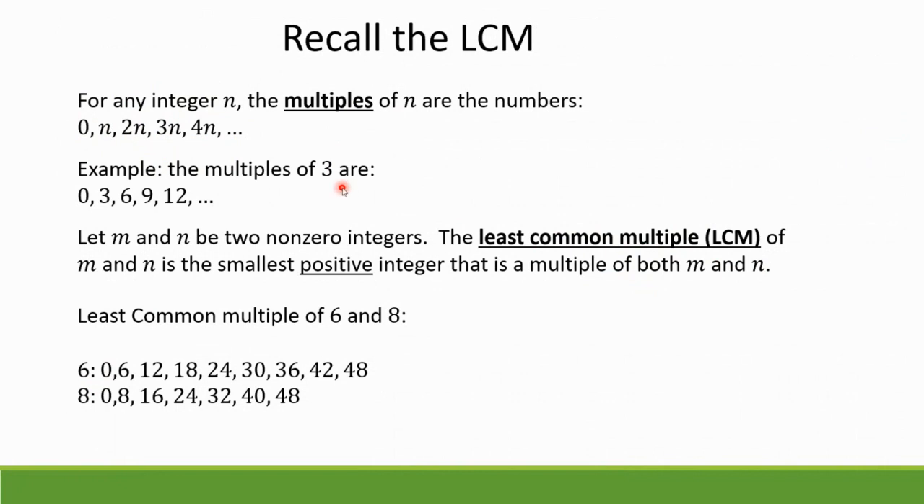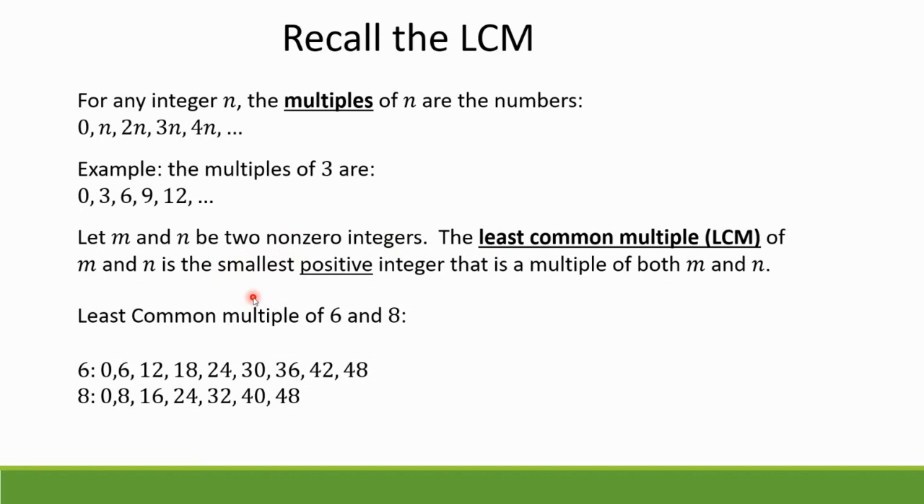For the multiples of 3, for instance, we have 0, 3, 6, 9, 12, and so on. So we have this notion of the least common multiple. Namely, for any two non-zero integers, m and n, the least common multiple of them is the smallest positive integer that's a multiple of m and n.